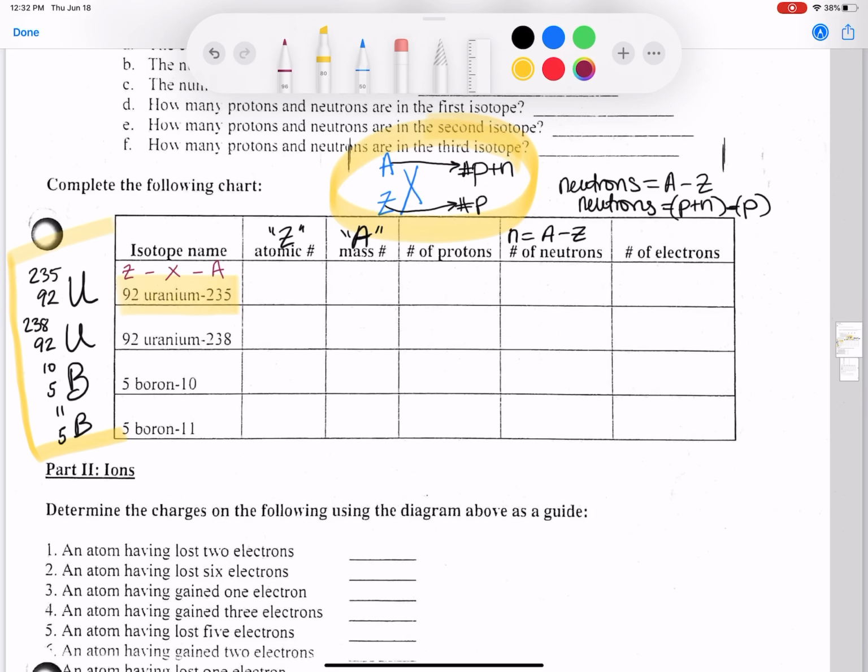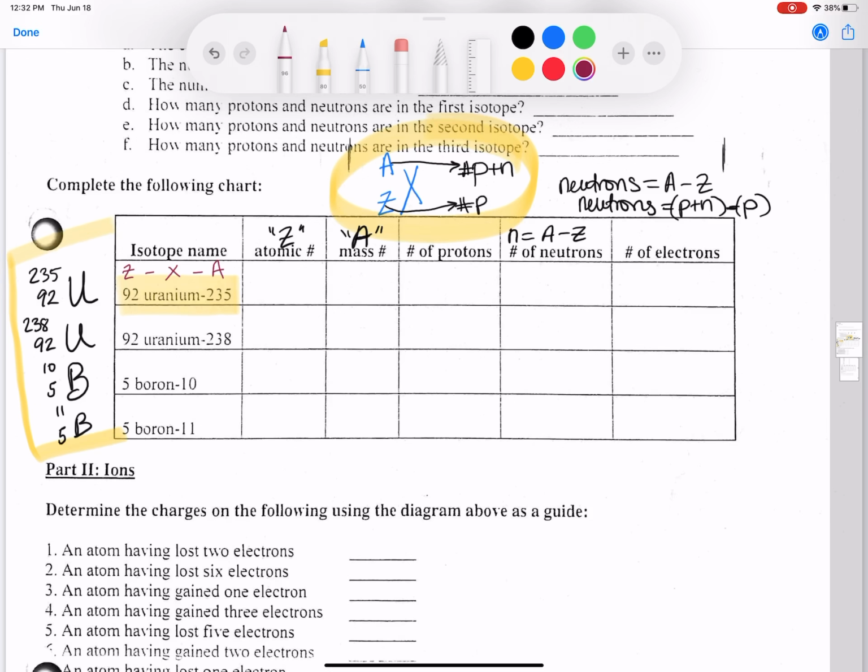On top, the A number, which is the number of protons plus neutrons. On bottom, the Z number, which is the number of protons. So it's always top heavy. Big number goes on top. Small number goes on bottom. And so you want to have a periodic table out in front of you. But for this particular chart, because of how they've provided you the setup, they've already given you the atomic number. And so you don't really need a periodic table for this chart specifically.